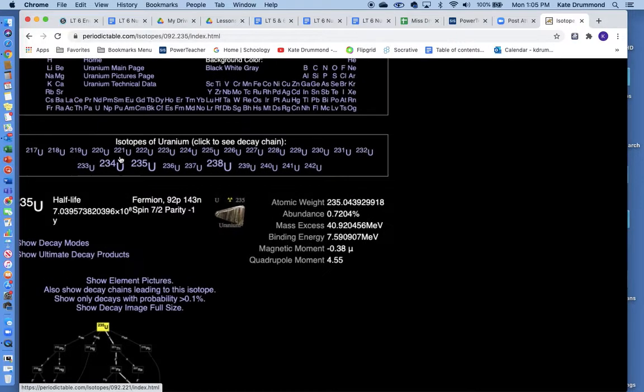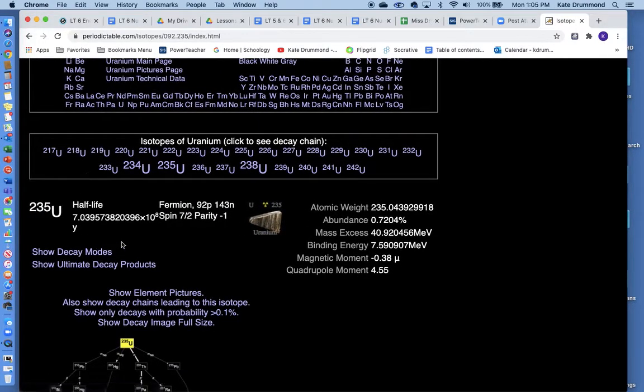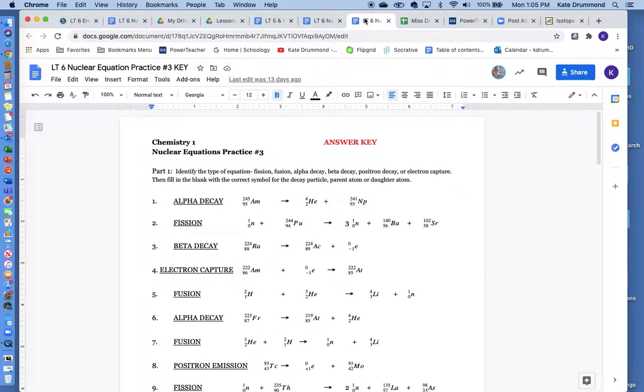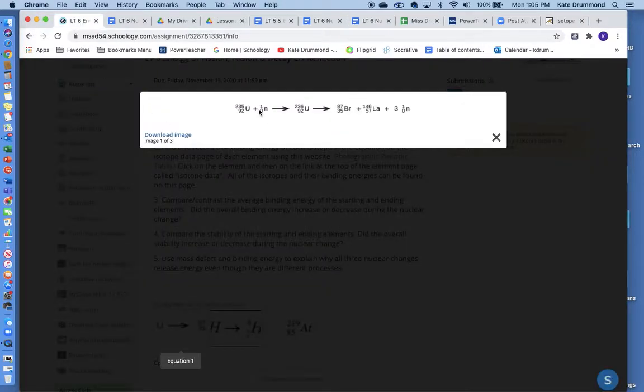And then you can see here the half-life information and then all kinds of information over here about uranium-235. But here is the binding energy, 7.591. Let's round that to the thousandths place. So 7.591 is the binding energy of that uranium isotope. So that's the amount of energy it takes to hold its nucleus together. And so you would write that down, 7.591.